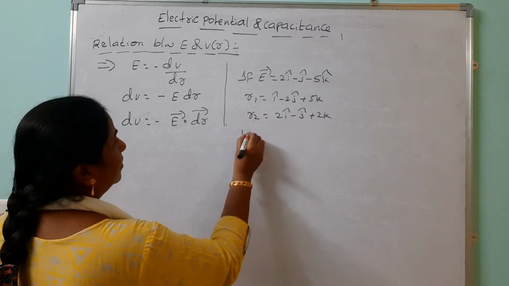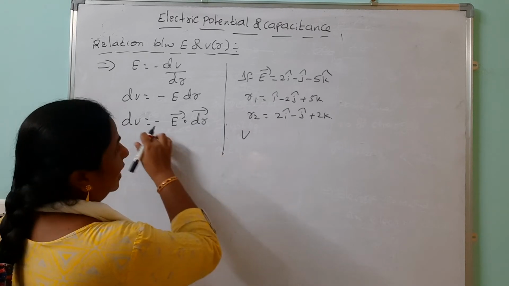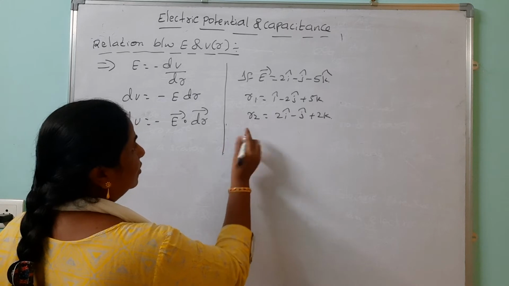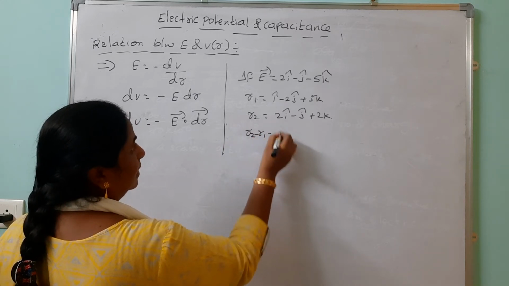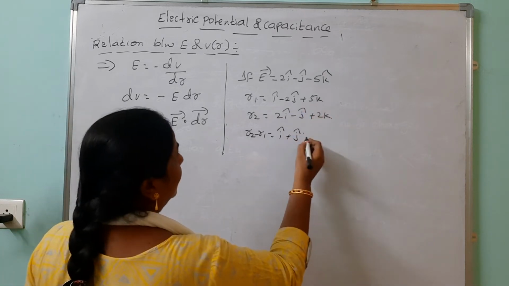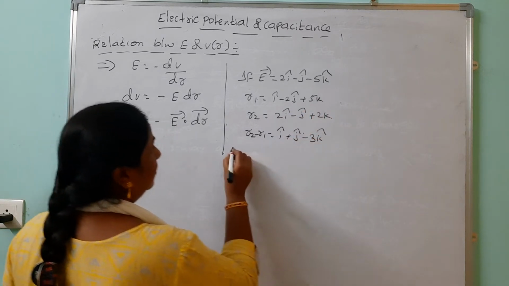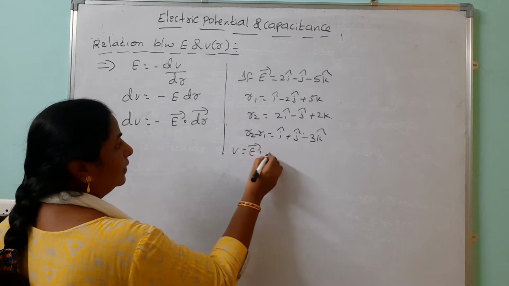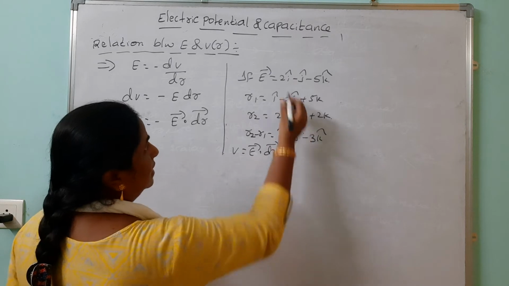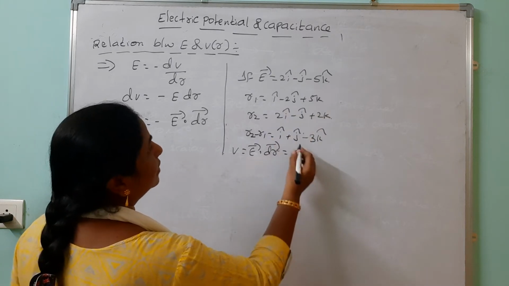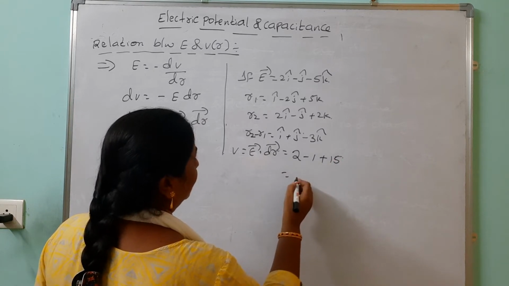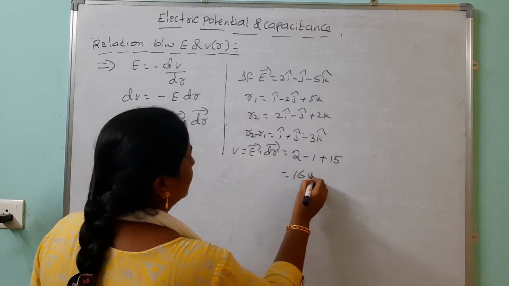Here, how to find the potential? V equals E bar dot dr bar, taking a small part dV. E bar is this one. First of all, R2 minus R1 gives i cap plus j cap, and 2k minus 5k, that is minus 3 k cap. Then V equals E bar dot delta R bar. The dot product is 2 minus 1 plus 15. After simplification, 16 volts.